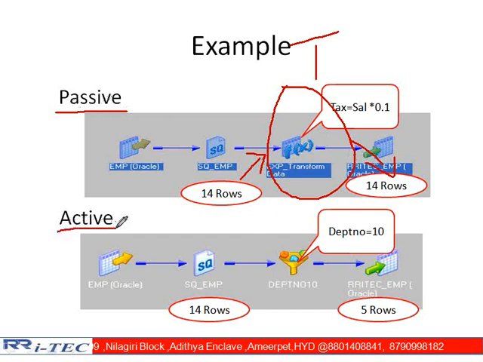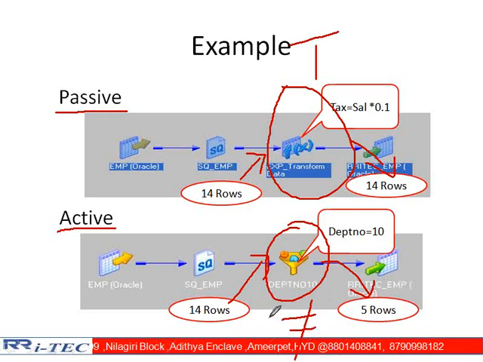The second one is active. What do you mean by active? Suppose I am giving 14 records as input here, but how many records are coming as output? 5 rows. When the number of input records is not equal to the number of output records, it is called active. There is no guarantee that the number of records will always reduce. Sometimes it may increase also.